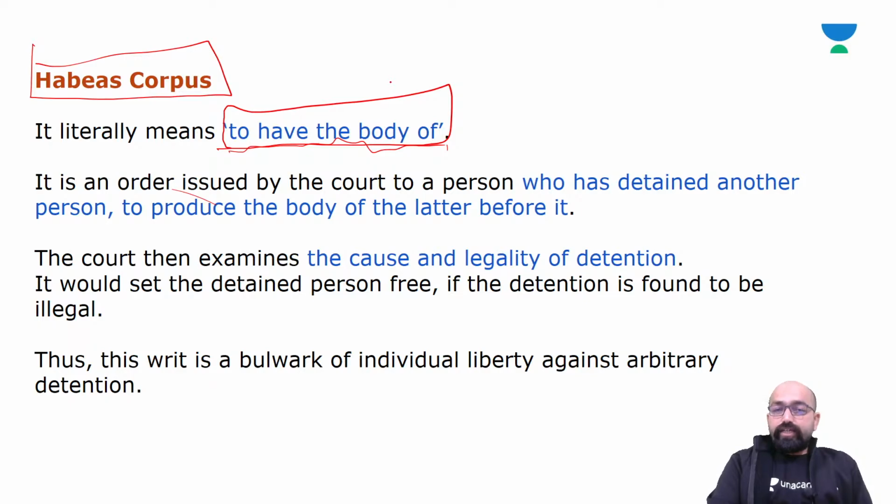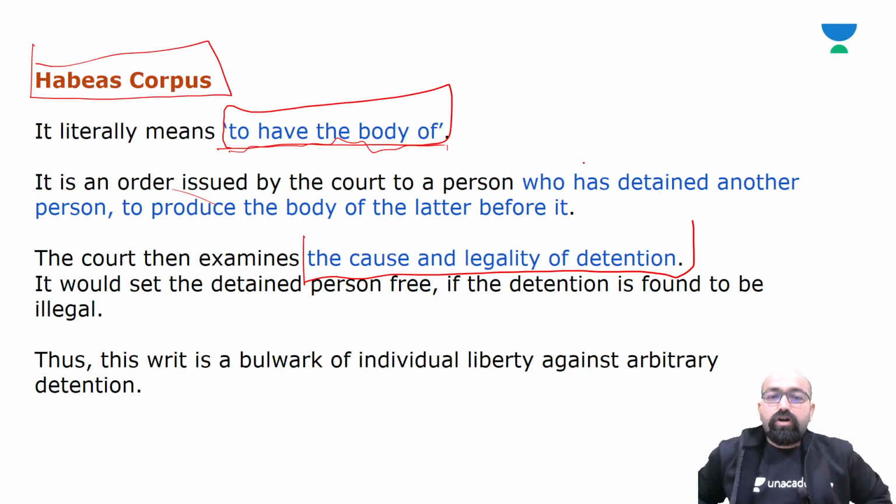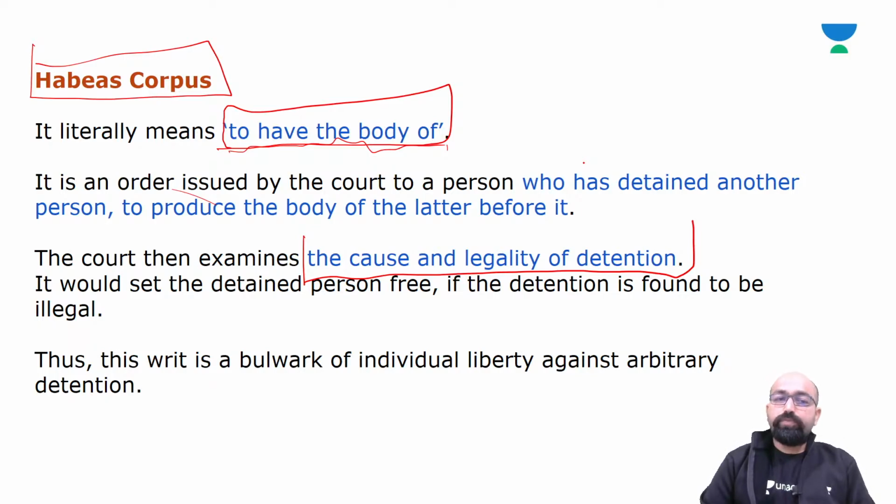Now, in this case the court examines the cause and legality of detention. It would set the detained person free if the detention is found to be illegal. In this case, the court can issue an order to release that person from detention. So we can say this writ is a bulwark of individual liberty against arbitrary detention.